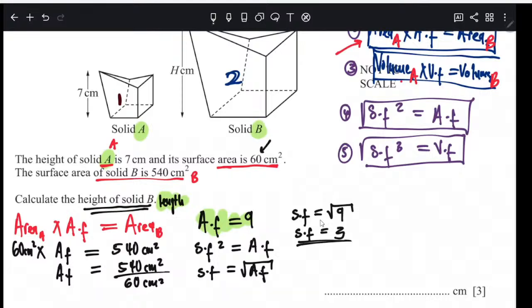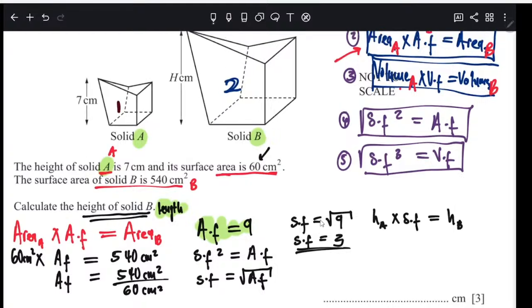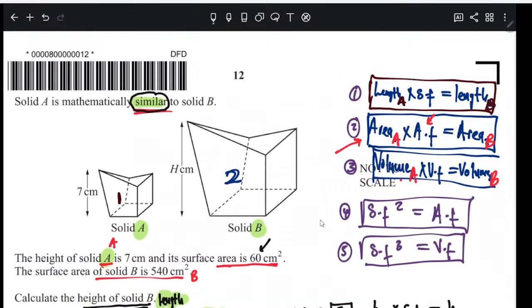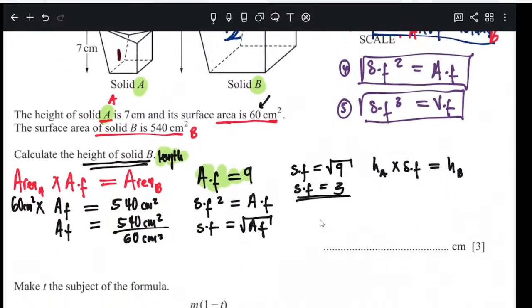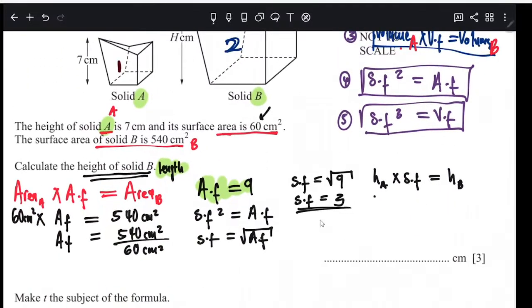Thank you for finding it. But is that the answer? No. We now say height of A times the scale factor should give you height of B, because it's a length. Length of A times scale factor gives you length of B. So yeah, height is a length. What is the height of A? 7 centimeters. Times what's the scale factor? 3 should give you the height of B. What's 7 times 3? 21 centimeters is the height of B. So you found it to be 21. And you're done.